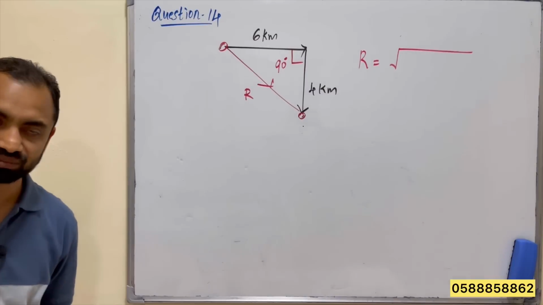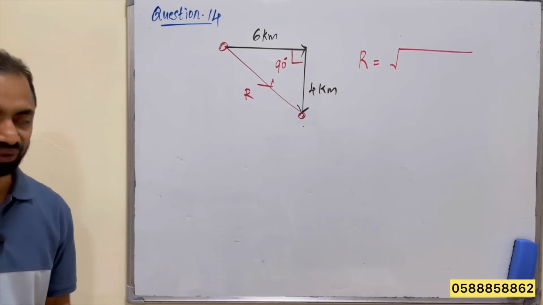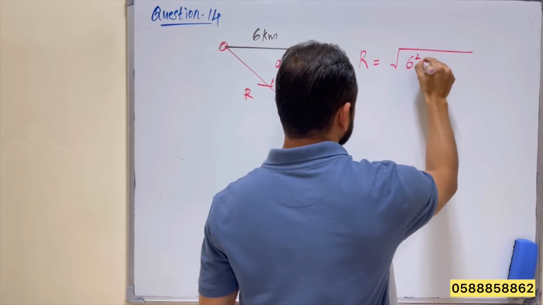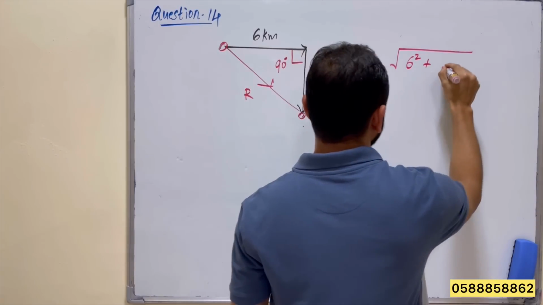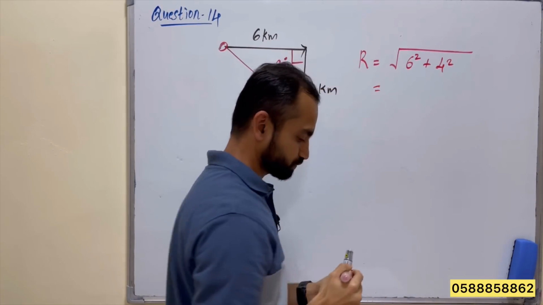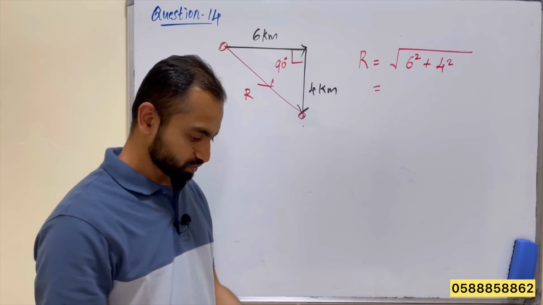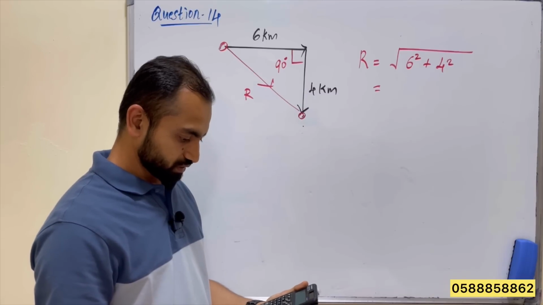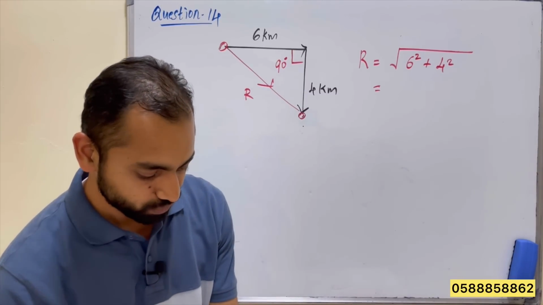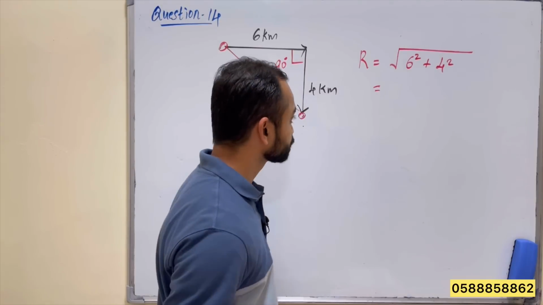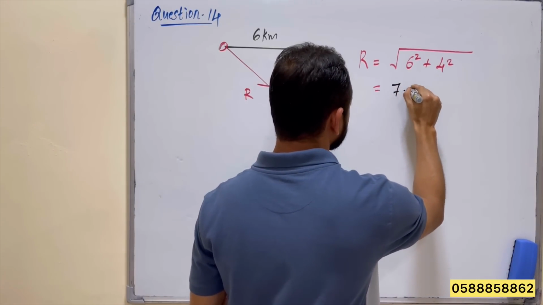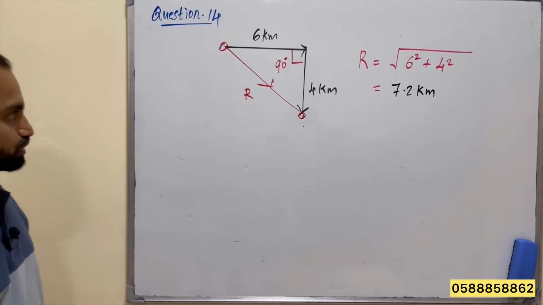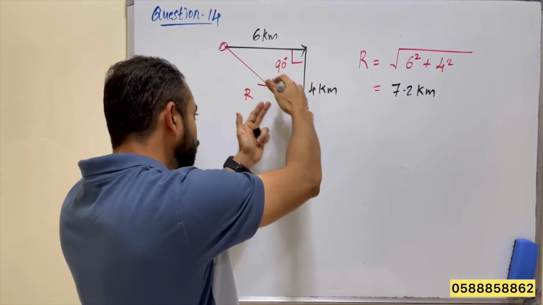What is Pythagorean theorem? The resultant is equal to square root of this square plus this square, 6 square plus 4 square. What is 6 square plus 4 square? Square root of 6 square plus 4 square, which equals 7.2. So the answer is 7.2. 7.2 kilometer is the resultant displacement. 7.2 kilometer in which direction?